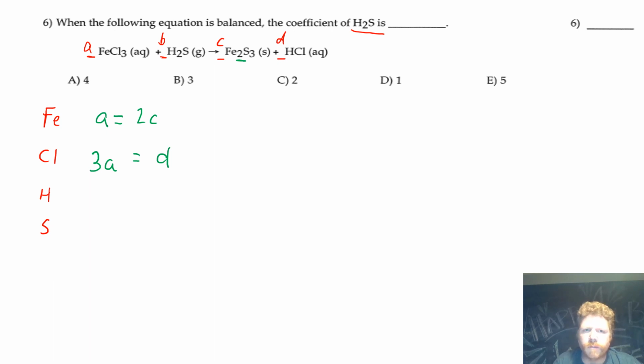Hydrogen is found as 2B, because there are 2 hydrogens in molecule B, okay? Hydrogen is found nowhere else on the reactant side, so we're going to jump over to our product side, which we will set equal to D. And then finally, we're left with sulfur. Sulfur is only found in molecule B on the reactant side, and it is found in molecule C on the product side, and there are 3 C's.